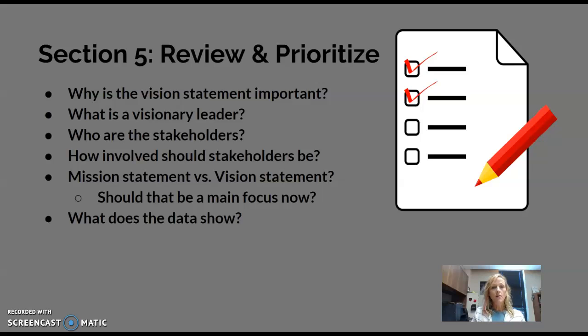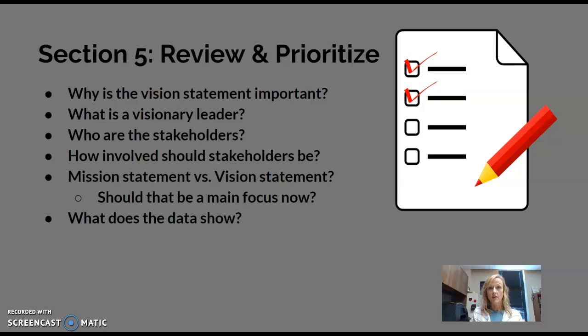So you look at who are all of the stakeholders. That would include the teachers and staff, students, parents and families, board members, advisory council, and community members. And how involved should stakeholders be? Kind of like what we talked about with the purpose of a vision statement, stakeholders should be involved in the vision statement, even if just getting their opinions and knowing what their opinions are and knowing what the priorities for the school are. And those are the things that you can get from the stakeholders.